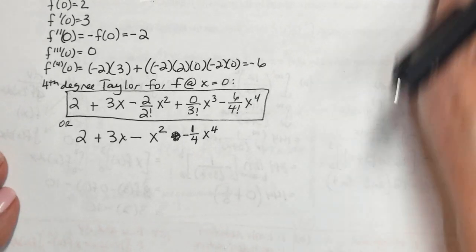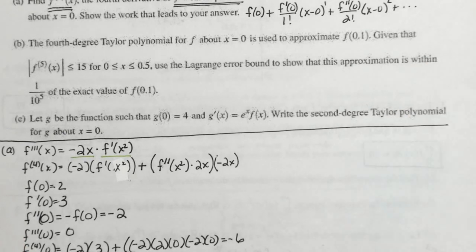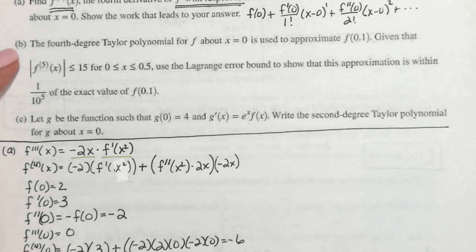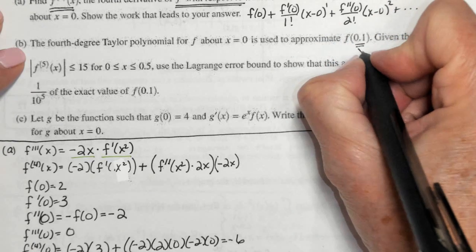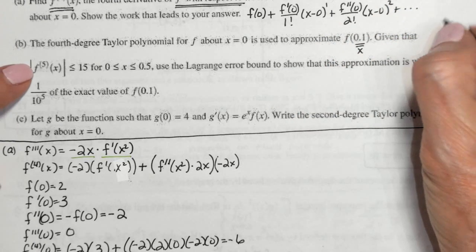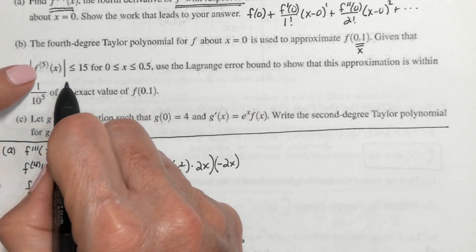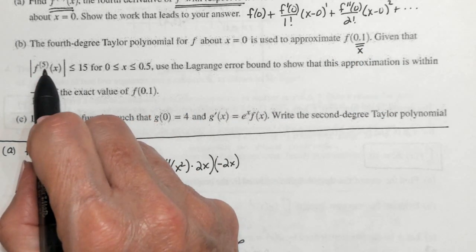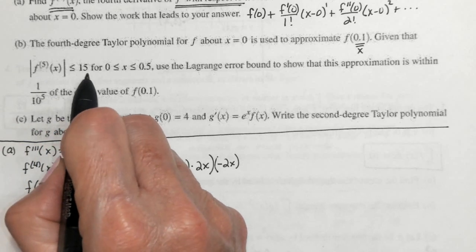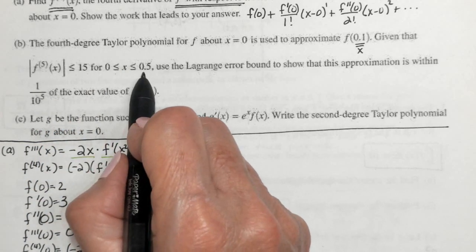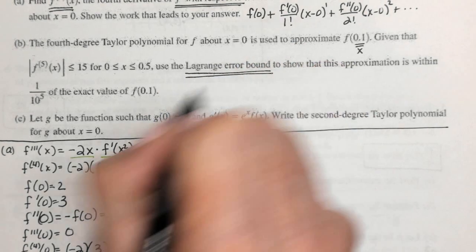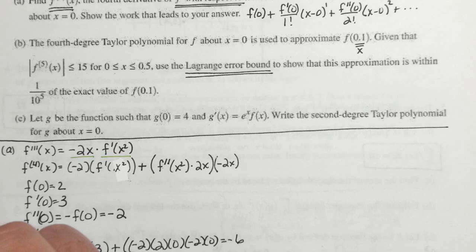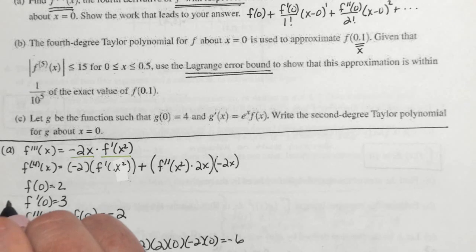Okay, part B. The fourth degree Taylor polynomial for f about 0 is used to approximate f of 0.1. So there's my x value, 0.1. Given that the absolute value of the fifth derivative is always less than or equal to 15 between 0 and 0.5, use the Lagrange error bound to show that this approximation is within 1 over 10 to the 5th of the exact value of f of 0.1.